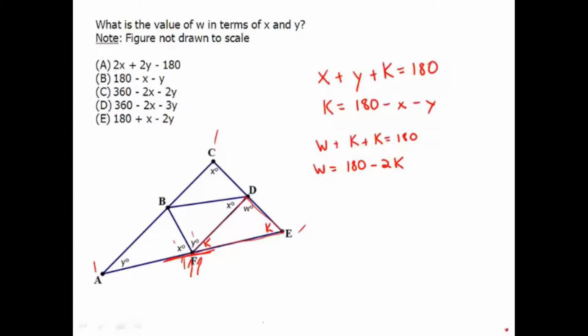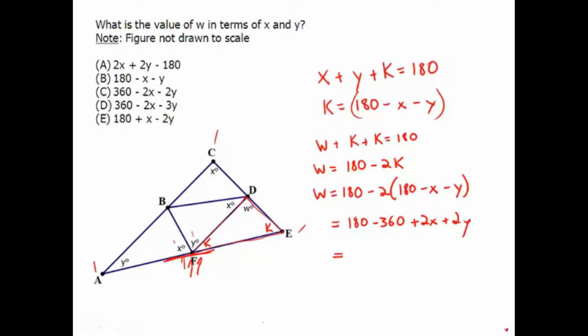Well, now we can sub in the expression we have here. W equals 180 minus 2 times 180 minus x minus y. And what we get is, we distribute that negative 2, we get 180 minus 360 plus 2x plus 2y. Rearrange a little bit, we get 2x plus 2y. 180 minus 360 is negative 180. And this looks a lot like answer choice A, the official answer.